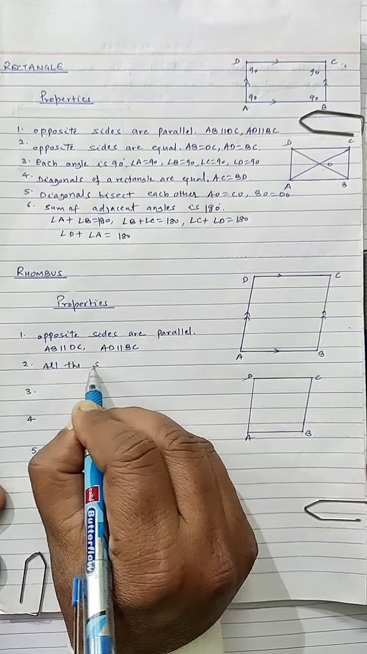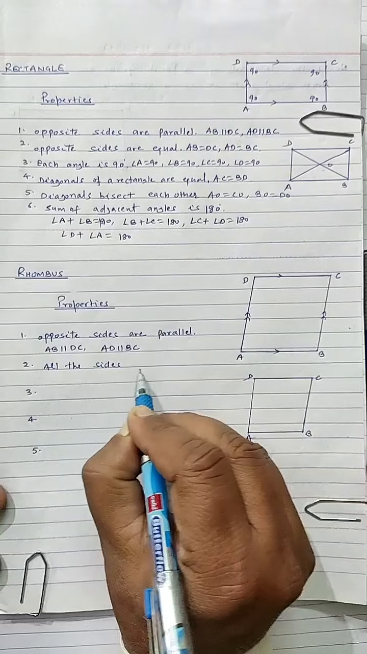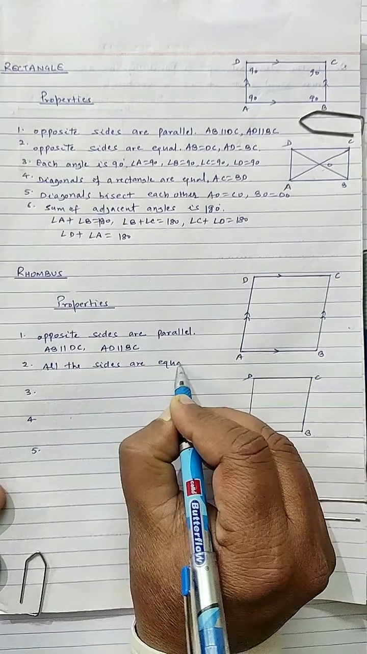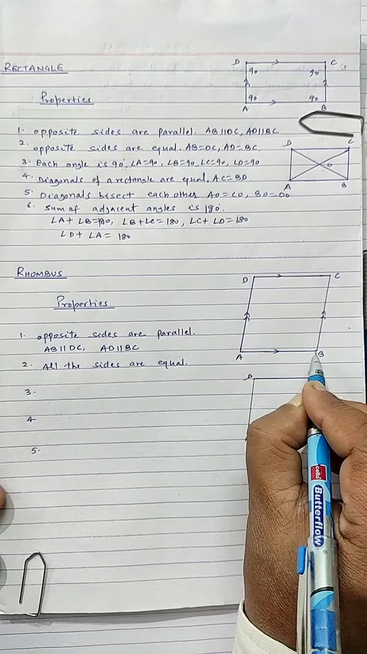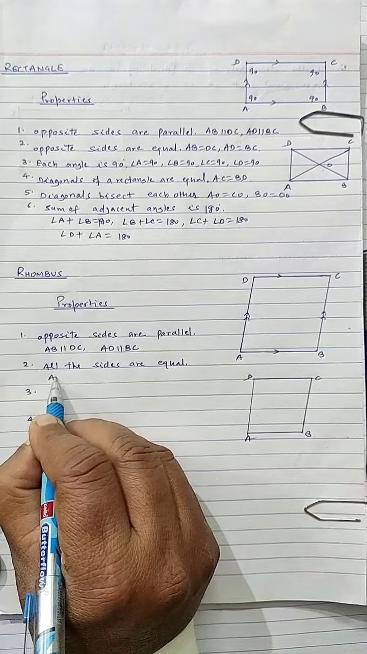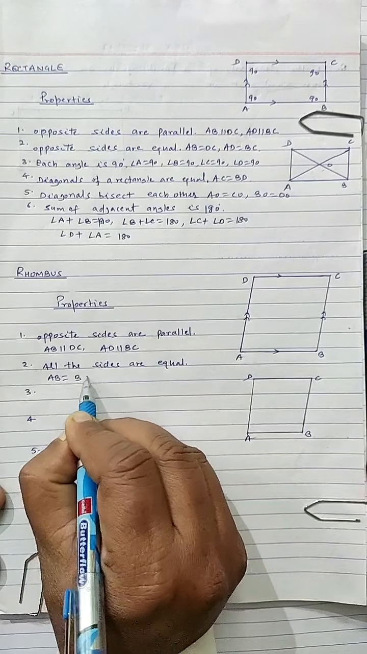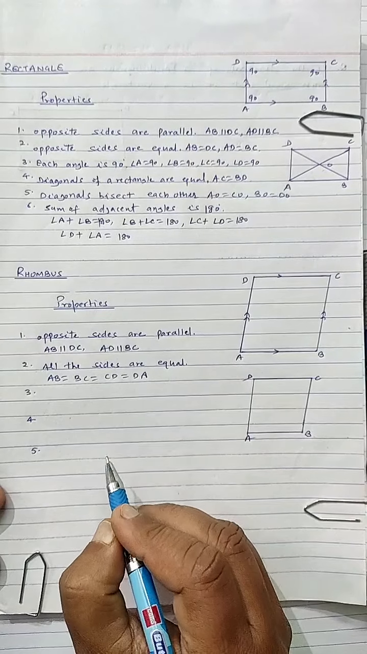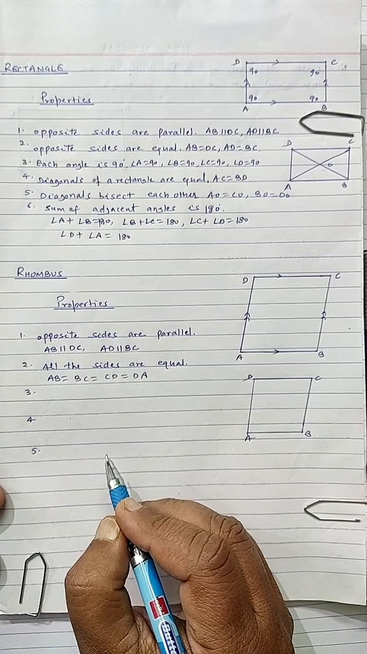All the sides of a rhombus are equal. AB, BC, CD and DA, all these four sides of a rhombus are equal.